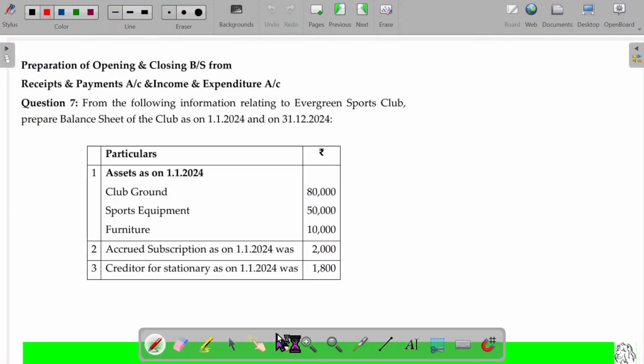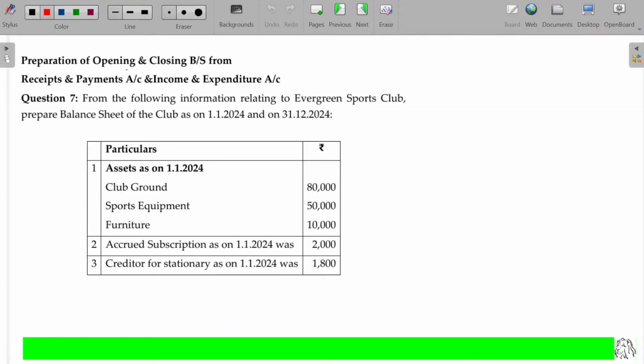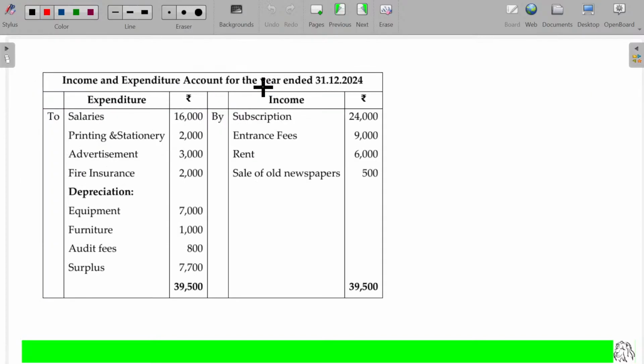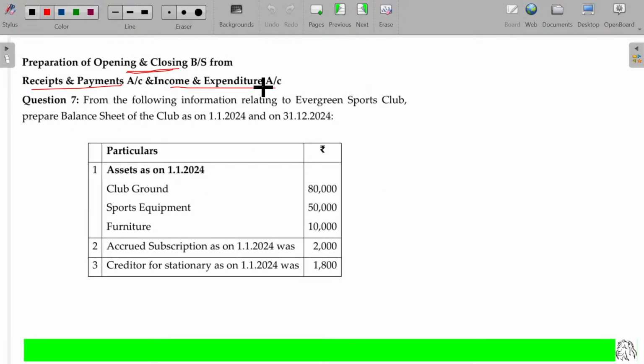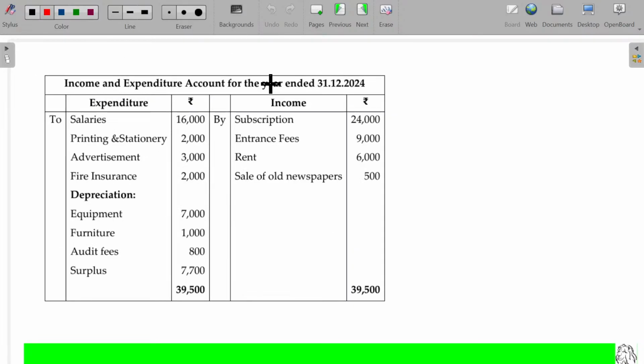Question number 7. Preparation of opening and closing balance sheet. What happens here? We have been given receipts and payment as well as income and expenditure also. Now our duty is to prepare the opening and closing balance sheet. Is that okay? So receipts and payment as well as income and expenditure. That's all. Some additional information.